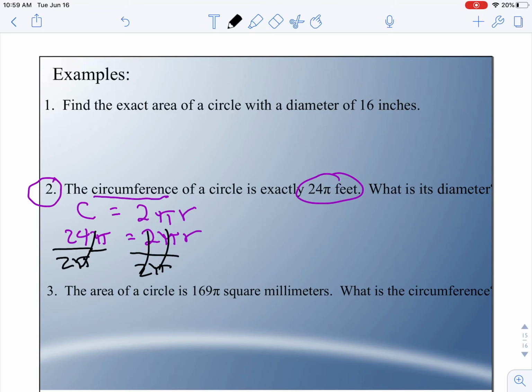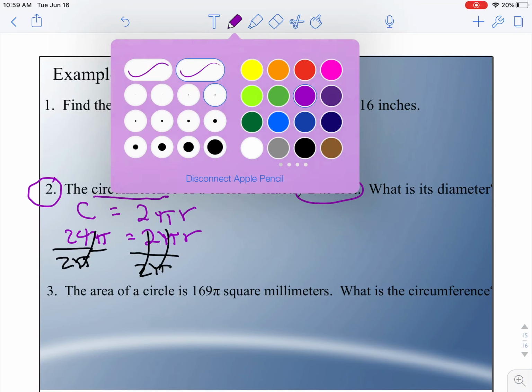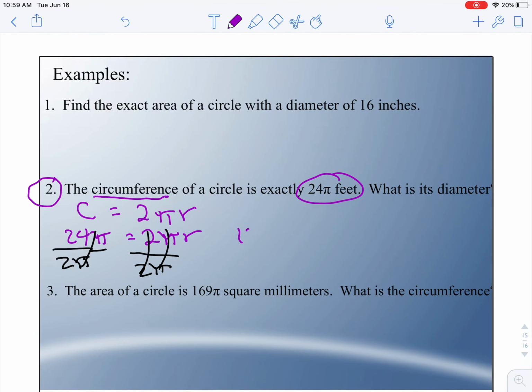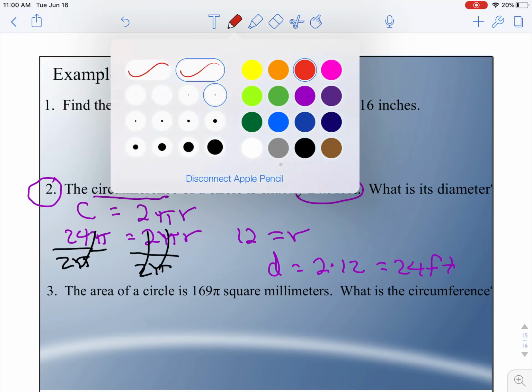So the pi's cancel out, and the 2's cancel out, and so what I get after I cancel is 12 is equal to my radius. I already canceled my pi's. So now my diameter is 2 times 12, or 24 feet.